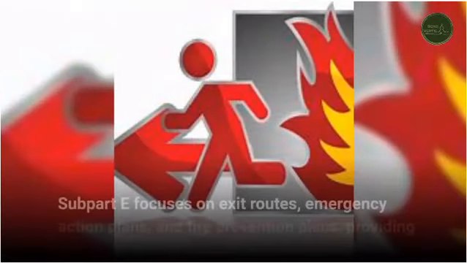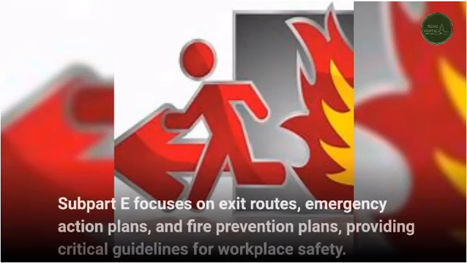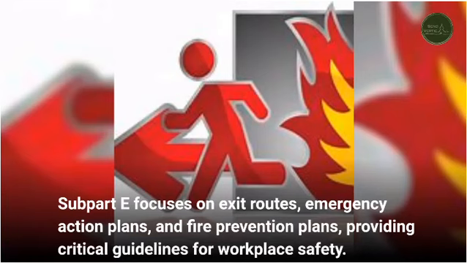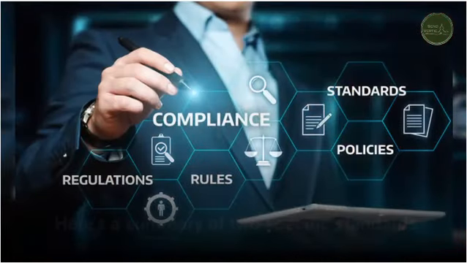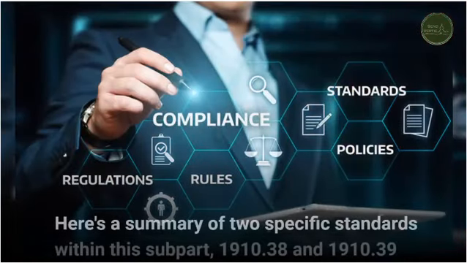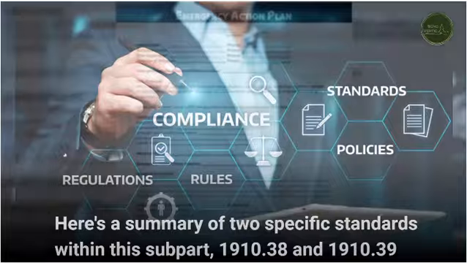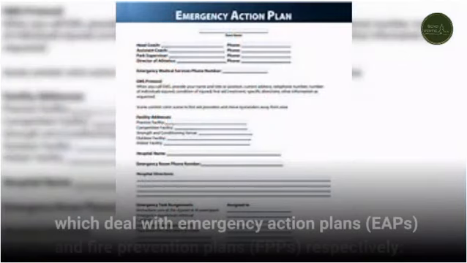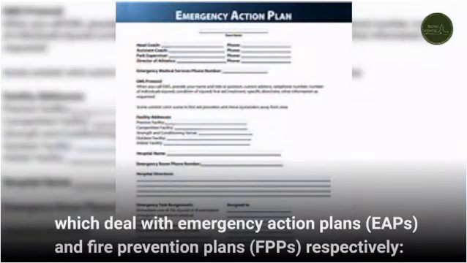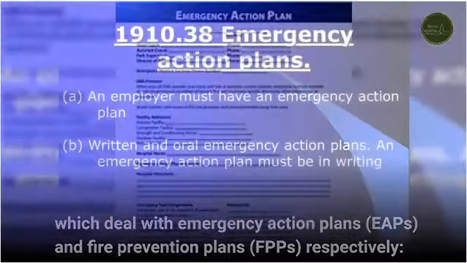Subpart E focuses on exit routes, emergency action plans, and fire prevention plans, providing critical guidelines for workplace safety. Here's a summary of two specific standards within this subpart, 1910.38 and 1910.39, which deal with emergency action plans, EAPs, and fire prevention plans, FPPs, respectively.